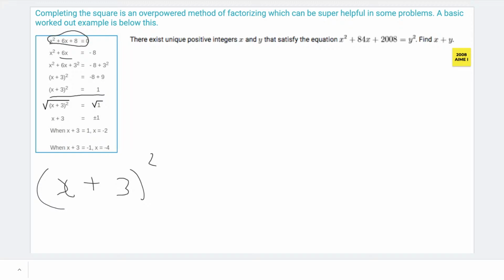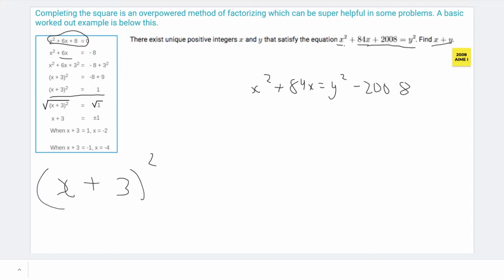So in this problem, there exist unique positive integers x and y that satisfy the equation x squared plus 84x plus 2008 equals y squared. Now we want x plus y. Now clearly, if we want to use completing the square, we're not going to use it with y squared because we have no term with just y in it. But we do have that term for x. Now we're going to isolate. We're just going to put the x terms on one side and throw everything to the other side. So if you do that, you get something that looks like this.